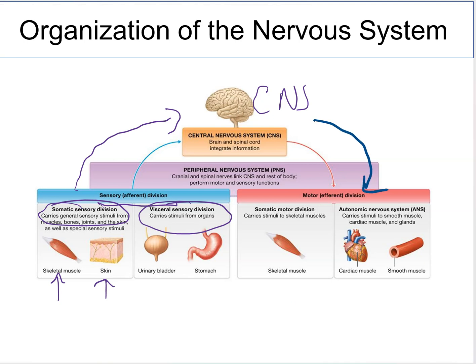All of my efferent information is always going away from the CNS. If it's going to skeletal muscle, we call it my somatic division. So my efferent somatic. If it's going to my involuntary structures, we call that our autonomic nervous system. And so these are going to be the efferent division that's going to our autonomic, because it's going to things we don't control. And when it goes to our ANS, we're looking at smooth muscle, cardiac muscle, and glands, and then we talk about it being either sympathetic or parasympathetic.